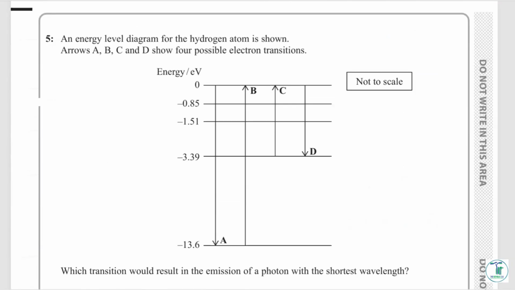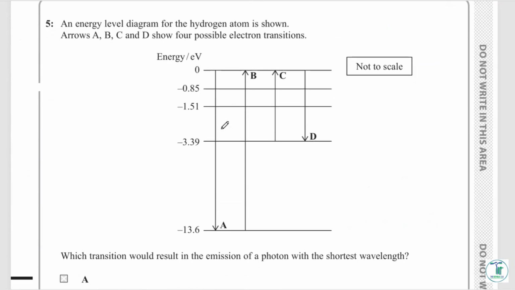Next, I've got this energy levels question, right? The energy level diagram for the hydrogen atom is shown, and the arrows A, B, C, and D show 4 possible electron transitions. Which transition would result in the emission of a photon with the shortest wavelength? Shortest wavelength, what does that mean? Since energy is hc upon lambda, the shortest wavelength means the maximum energy. And we can get the maximum energy whenever an electron jumps from the highest energy level to the lowest energy level.